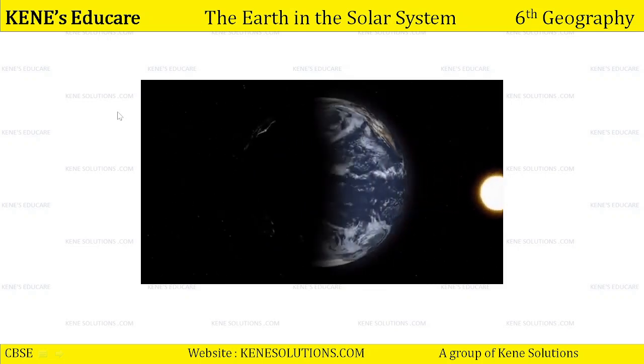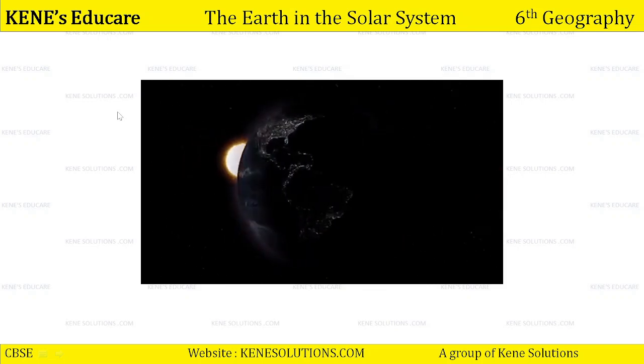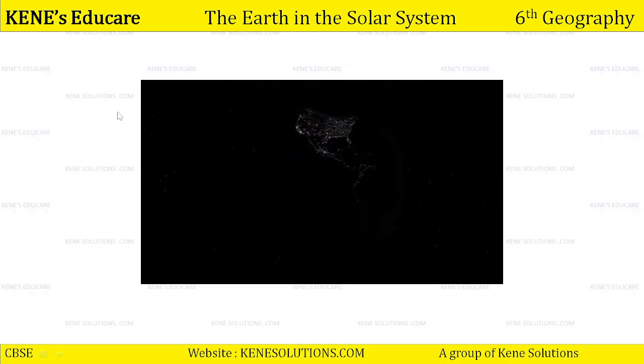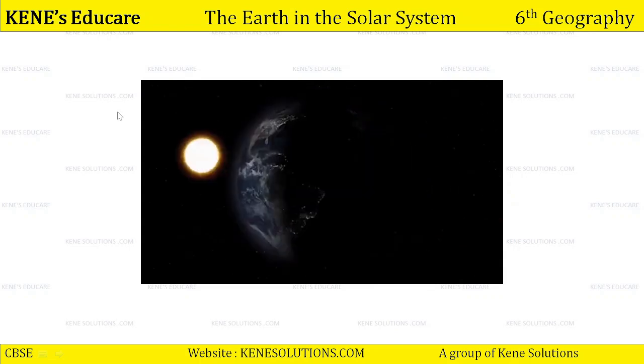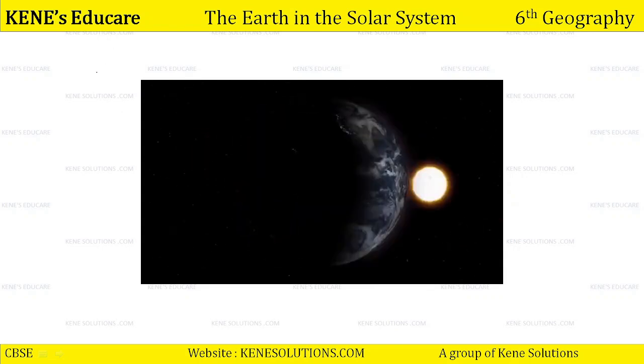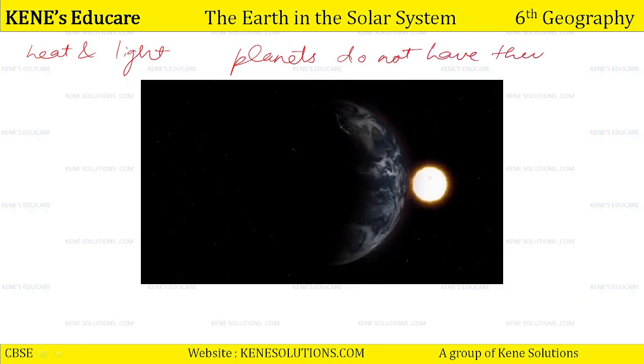ठीक है? सारे ही प्लैनेट्स लाइट और हीट अब्सॉर्ब करते हैं सन की हेल्प से, और सन एक स्टार है. ठीक है? Every star has their own heat and light, whereas planets do not have their own heat and light.